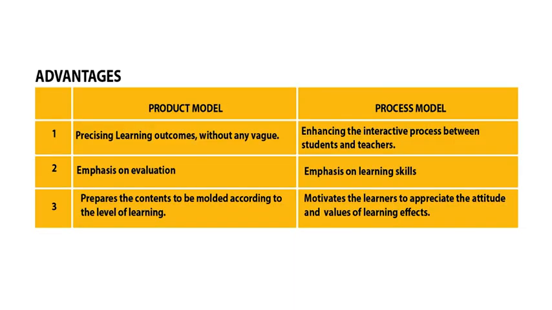The product model specifies the learning outcomes precisely without any vagueness, whereas the process model enhances the interactive process between the students and emphasizes learning skills. The product model gives due emphasis to the evaluation part of learning, but the process model emphasizes the learning skills. The product model prepares the contents to be molded according to the level of the learner, but the process model motivates the learner to appreciate the attitude and the lack of emphasis.